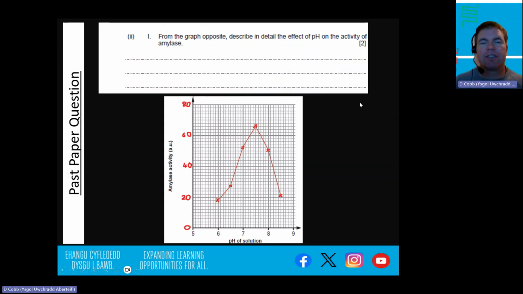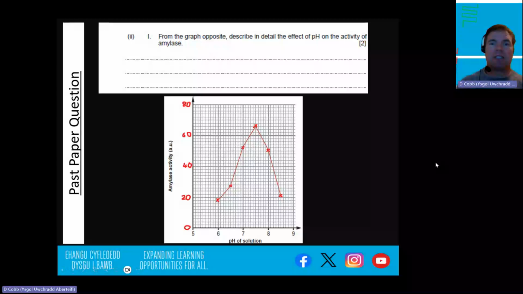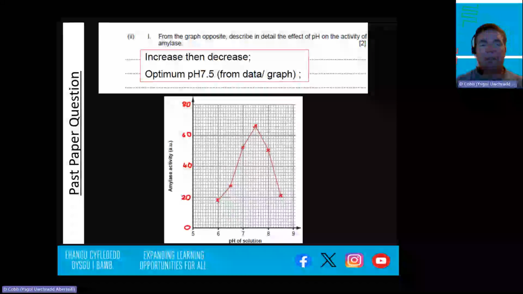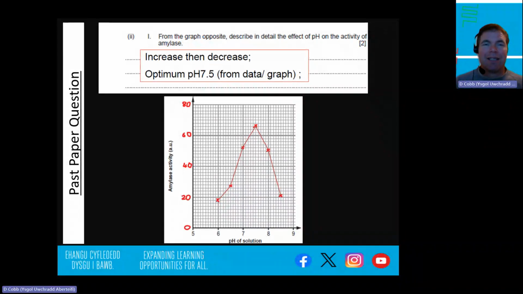From the graph opposite, describe in detail the effect of pH on the activity of amylase. So I'll ask you to describe in detail. So they don't have to explain, and indeed what makes this probably a bit easier is that in pH you're never asked to explain. Temperature you are, but they just ask you to describe, so don't worry about why. But there's 2 marks, so it does say describing detail.